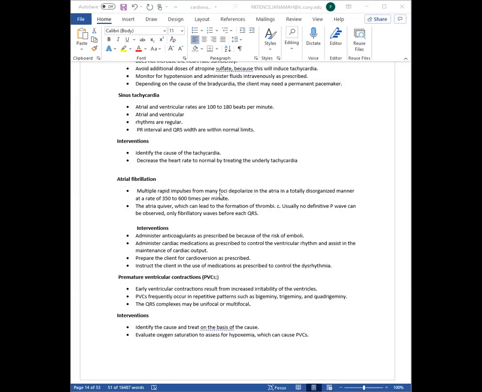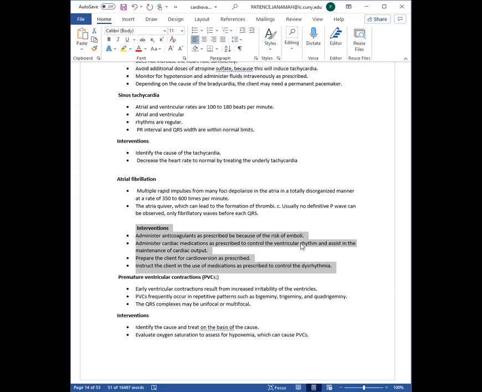Remember, they talked about depolarization and they spoke about the heart quivering. So you want to administer anticoagulant to help with the risk of emboli, thrombus formation. And then you administer cardiac medications that are prescribed for ventricular rhythms. And then you prepare the client for cardioversion.